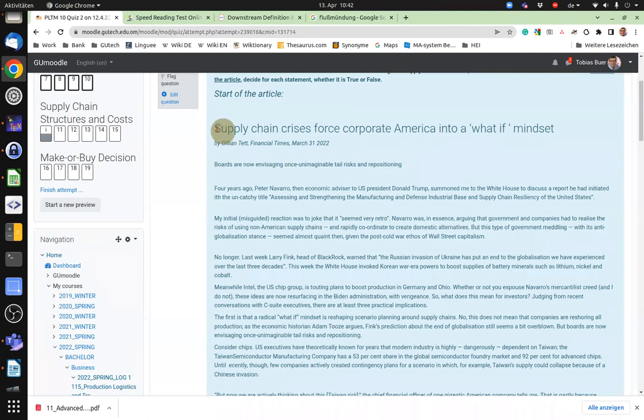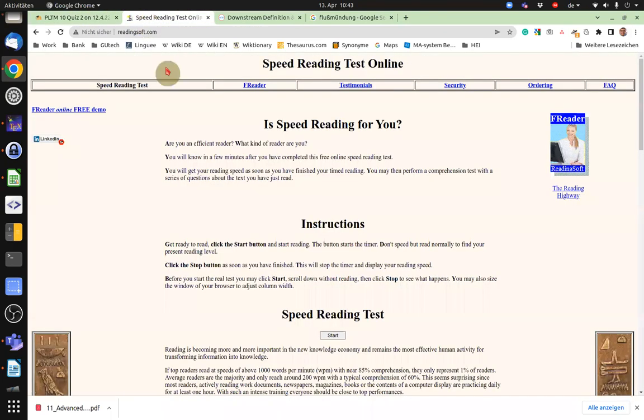Though this article has 850 words, 850 words. And then we have a discipline called speed reading. So I just entered speed reading into Google, and this was one of the first websites that came up.